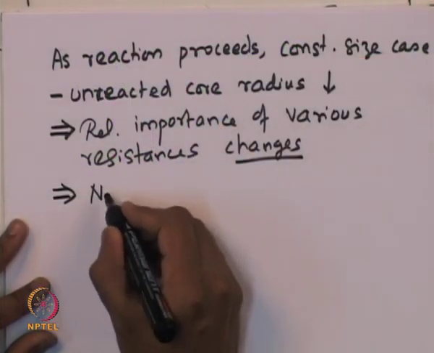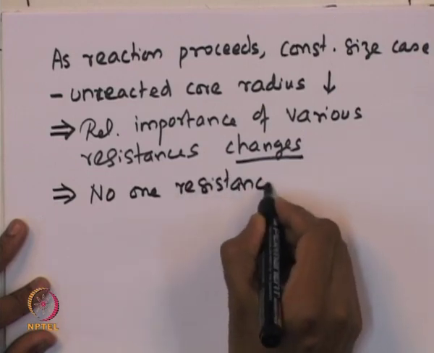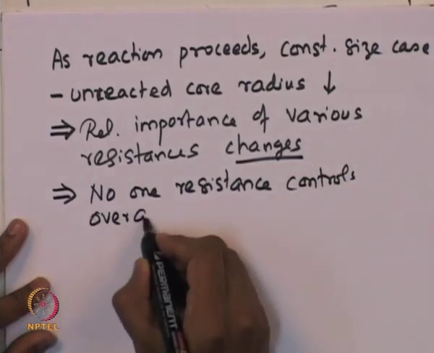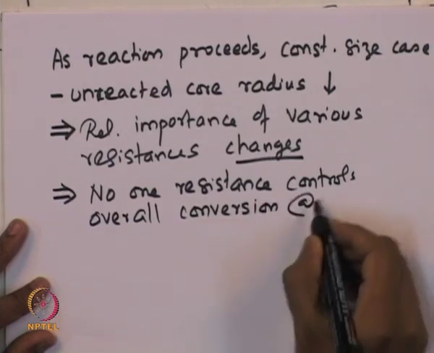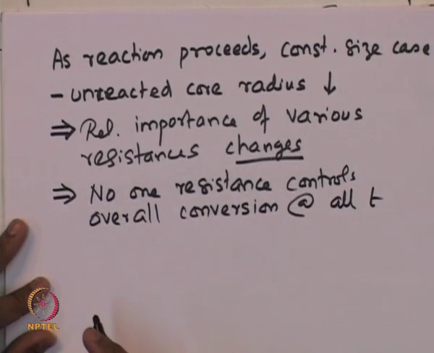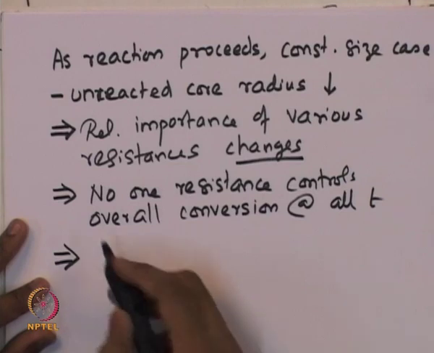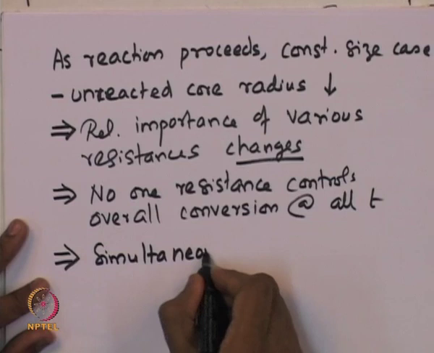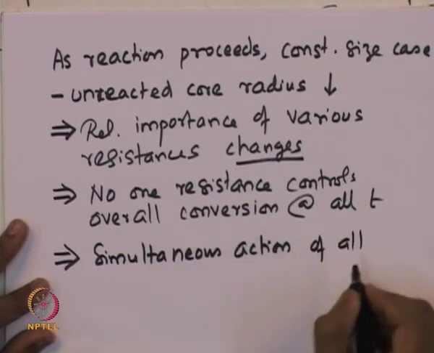Which means that no one resistance controls overall conversion at all times t. Therefore, it's important to consider simultaneous action of all three resistances.